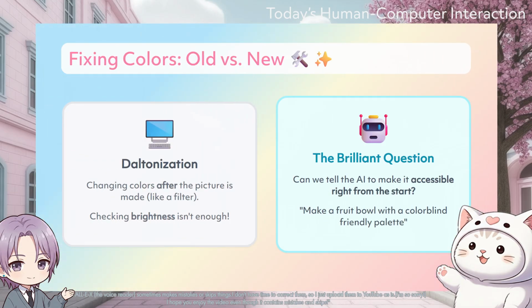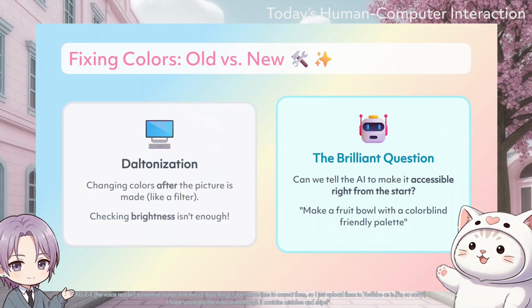Now let us compare this with how we usually fix these color problems in technology. Usually, people use something called daltonization. Daltonization is a big word, but it just means changing the colors of a picture after it is already made. It is like putting a special filter over the picture, so that people with color blindness can see the hidden details. Other older technologies just look at how bright or dark things are.